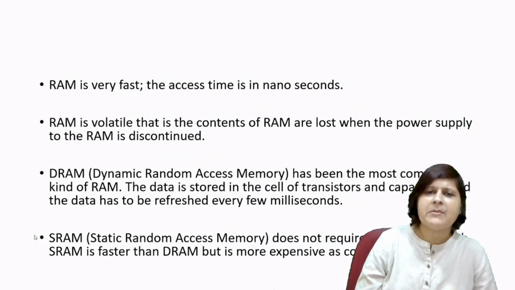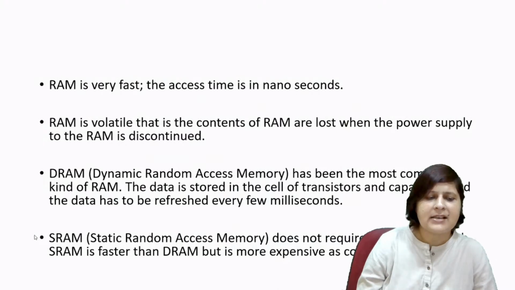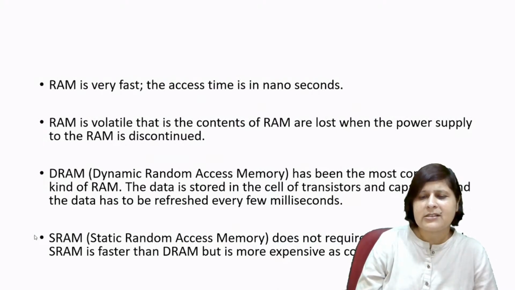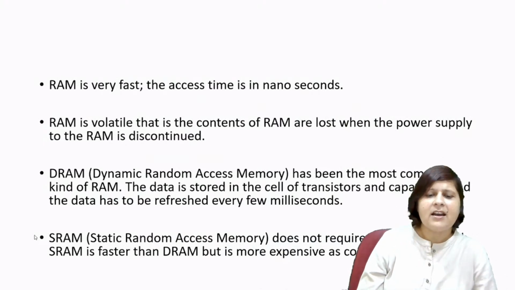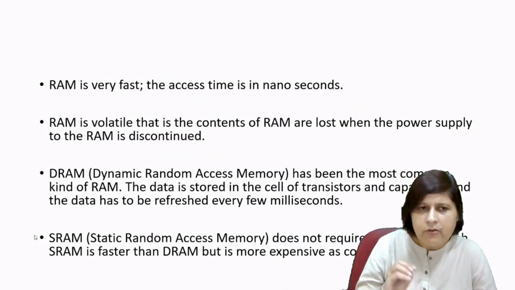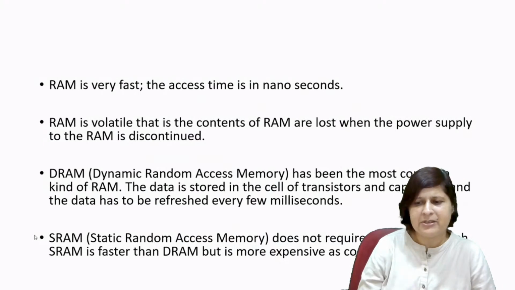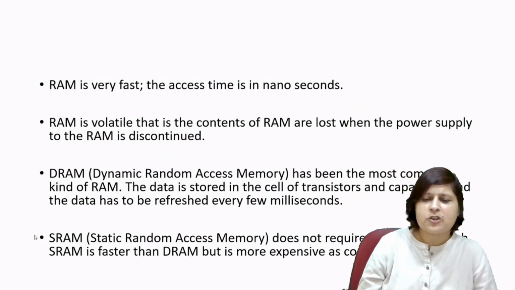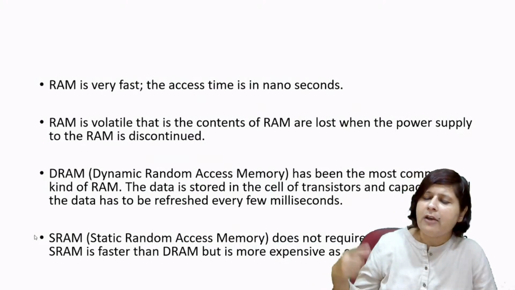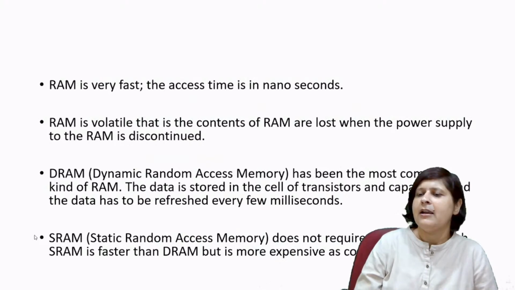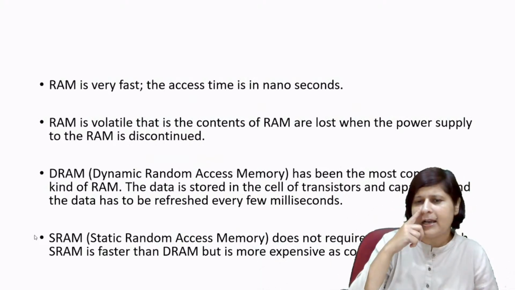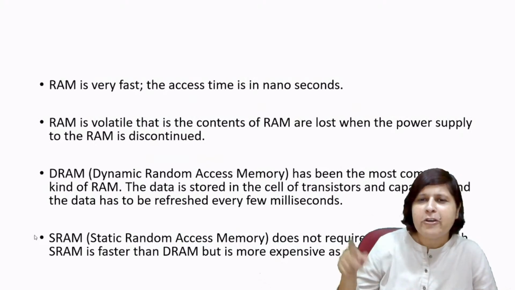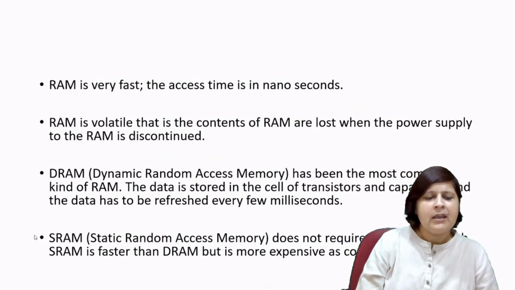What is DRAM? DRAM is dynamic random access memory. DRAM has been the most common kind of RAM. The data is stored in cells of transistors and capacitors, and the data has to be refreshed every few milliseconds.